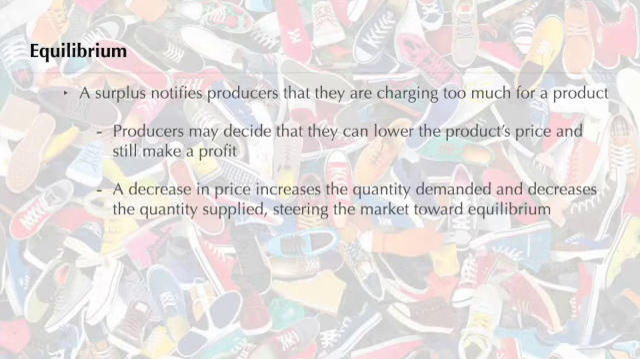The surplus tells producers that they are charging too much for their shoes. After re-examining costs, producers decide that they can lower their price and still make a profit. The lower price increases the quantity demanded and decreases the quantity supplied, eliminating the surplus and steering the market toward equilibrium, point E.